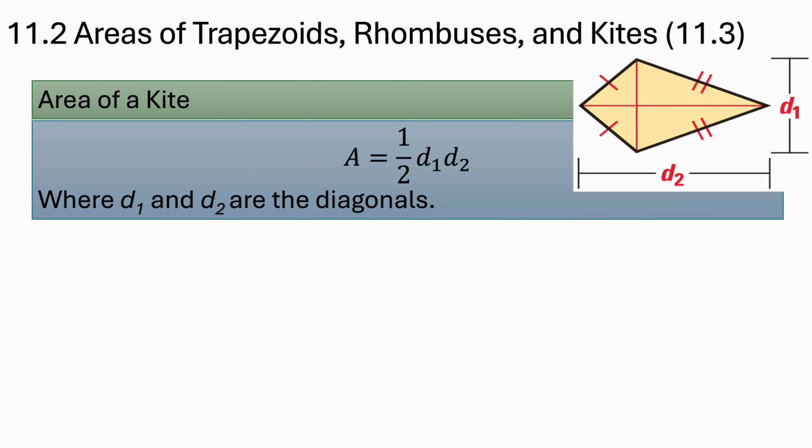Now this kind of shape is called a kite because it resembles a kite. In the kite shape, adjacent sides are equal. So this side is equal to this side as indicated, and this side is equal to this side. Again, the area of a kite is the same as the area of a rhombus, which was half D1 into D2, where D1 and D2 are the diagonals.